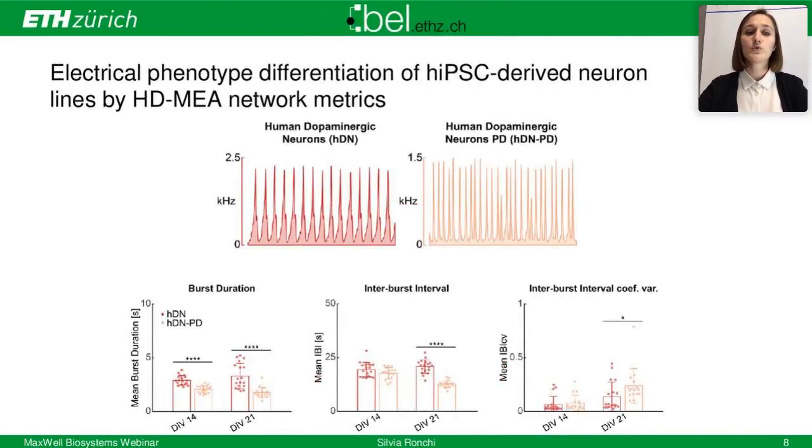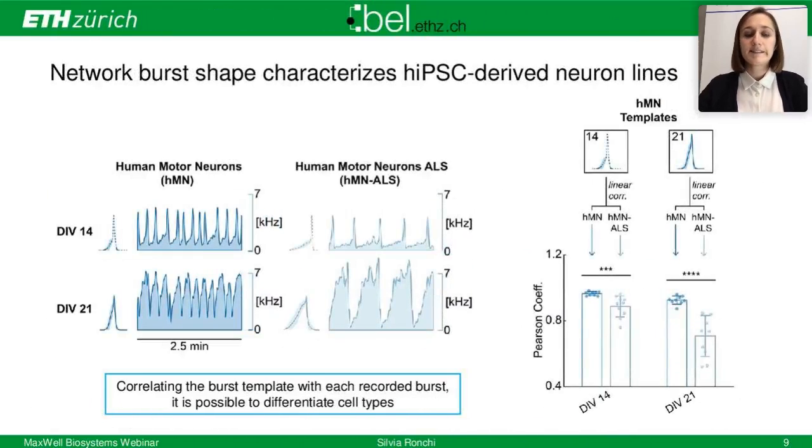We also compared the two dopaminergic neuron lines, the wild-type line and the isogenic disease line. In this case, the wild-type line in red had a longer burst duration and also a longer interburst interval. Instead, the disease line in orange had a higher interburst interval coefficient of variation, which means that this bursting pattern was more irregular. So what we realized is that these four cell lines that we analyzed had a very peculiar and characteristic bursting. So what we did was to observe and analyze this network shape.